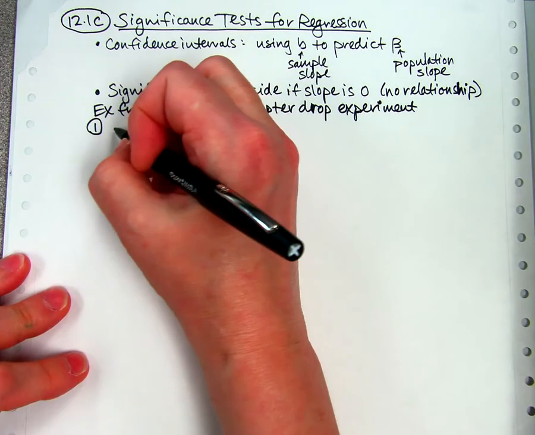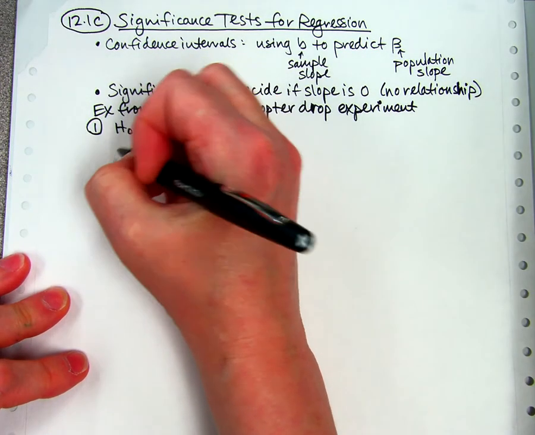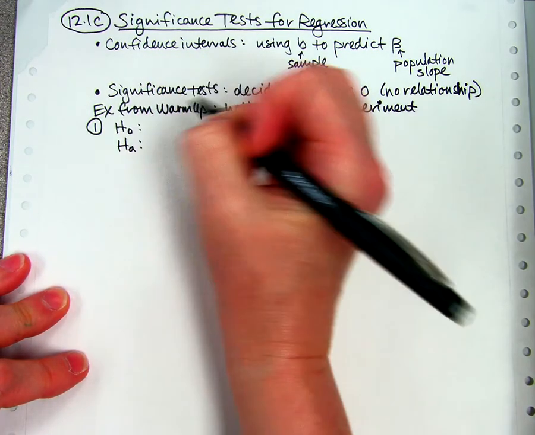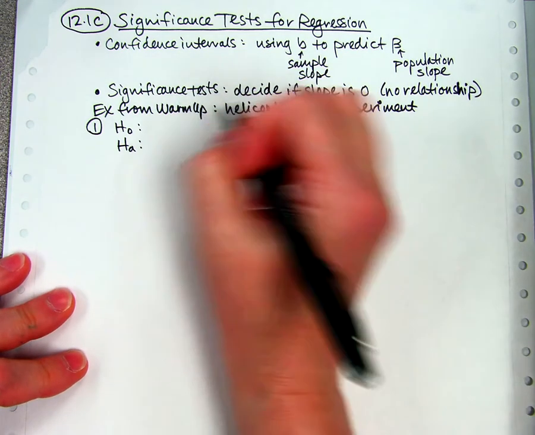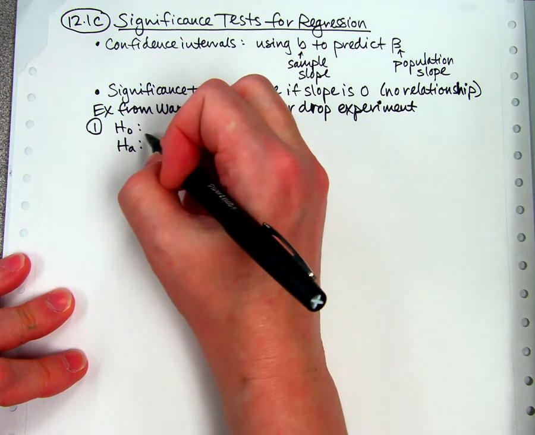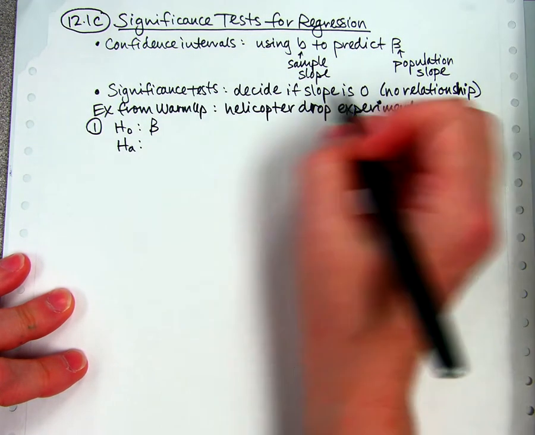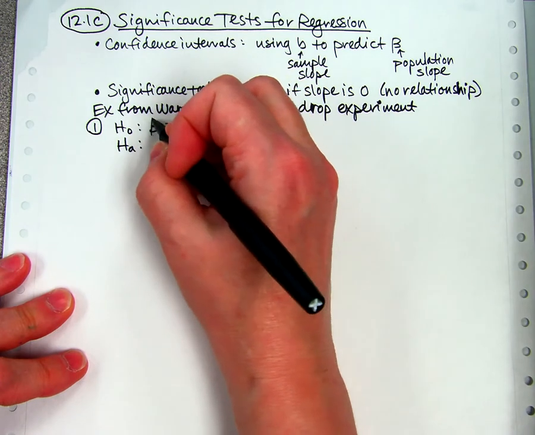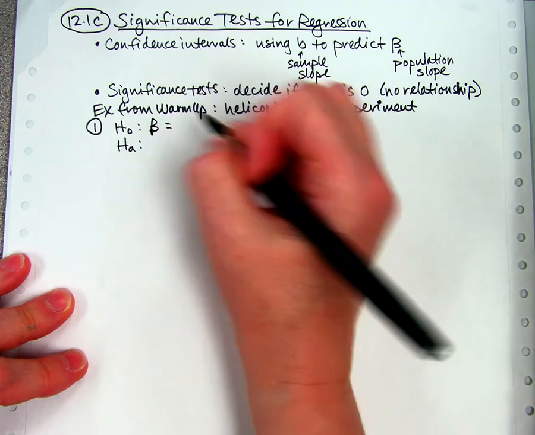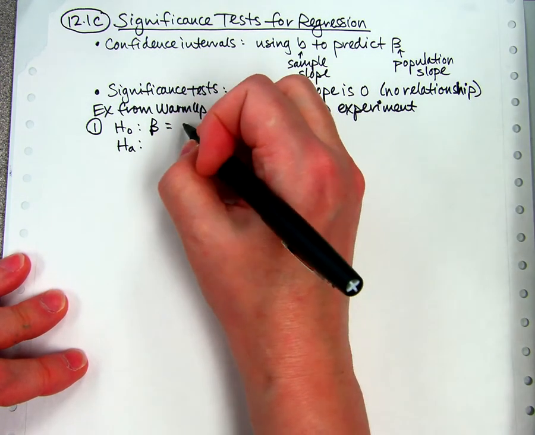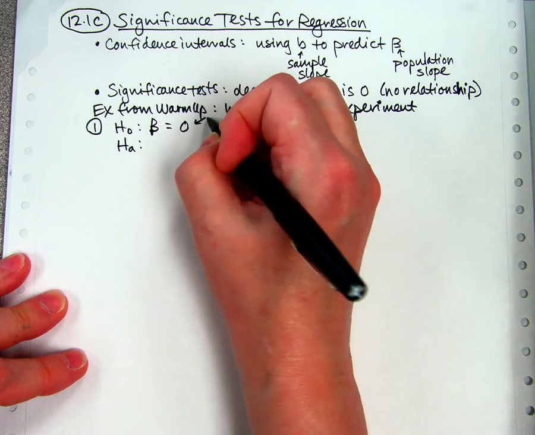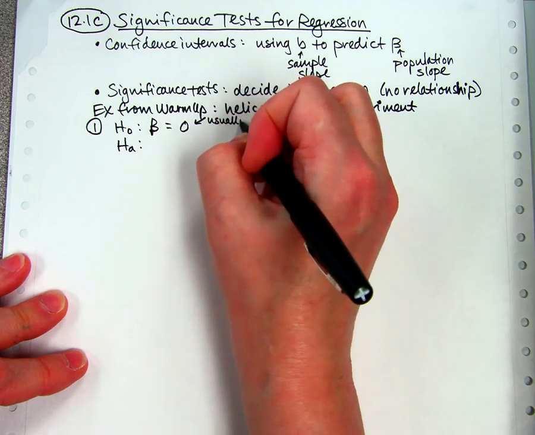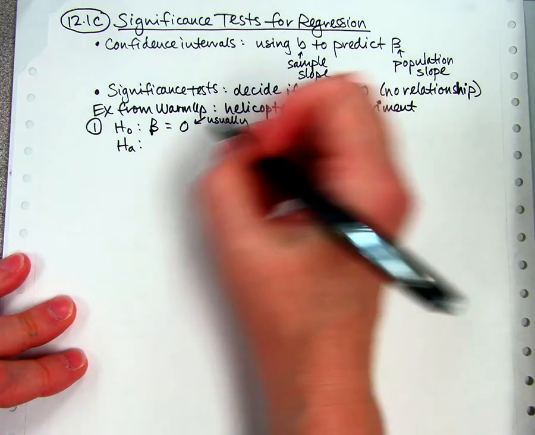So our null hypothesis and our alternate hypothesis, they're very easy in this chapter, honestly, because it's about beta, the population slope, and it's always going to be equal to 0. Actually, I'm going to say it's usually equal to 0 in real life. In this class, it's always equal to 0. I'll put usually just to be more accurate. And that means that there's no relationship.